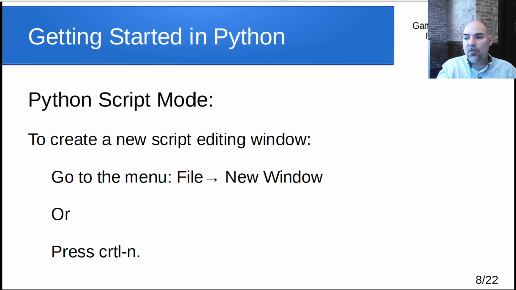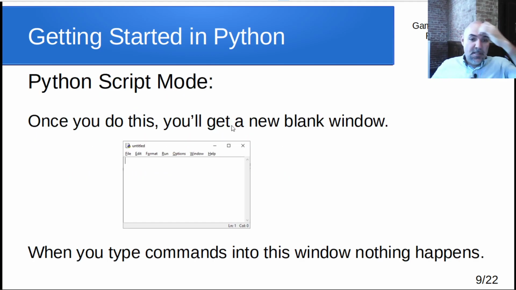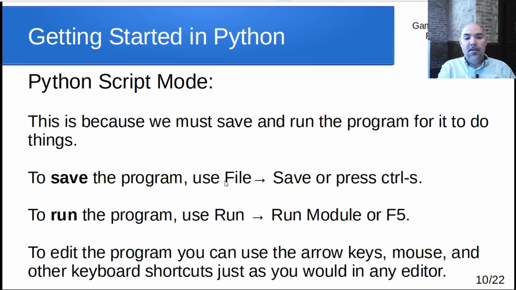Okay, so we know how to create that thing, in two ways. The next thing is, once you have that blank window, like we said, you can type stuff in. Nothing will happen until we run it. We know how to save. Use File, Save, or press Control-S. Also, if you just do F5, it'll say, hey, you should save this, and you can just say yes. So once you get working on it, you don't have to really do Control-S or do File, Save every time. You can just say run module, or press F5.